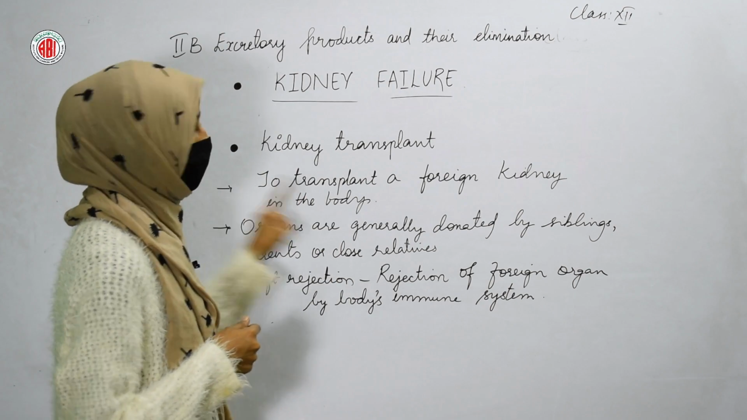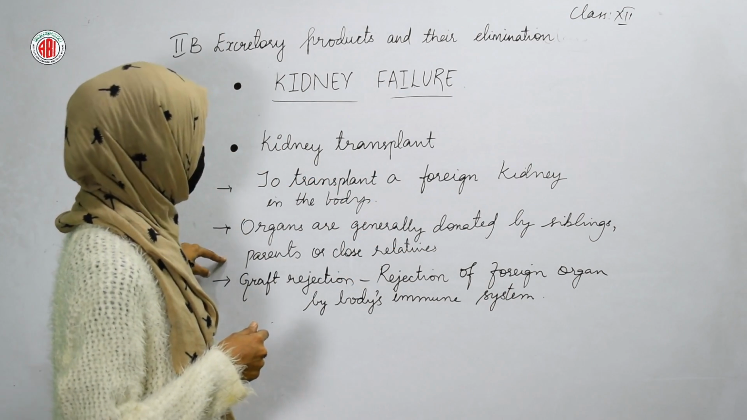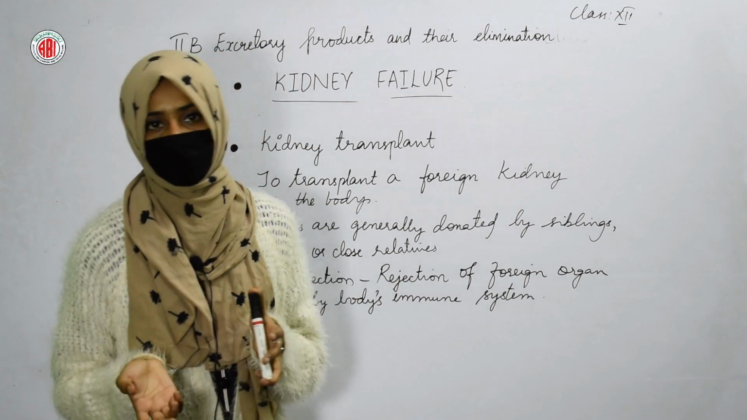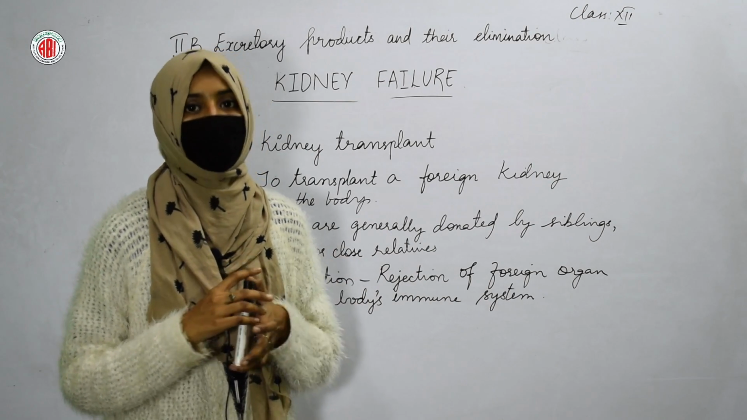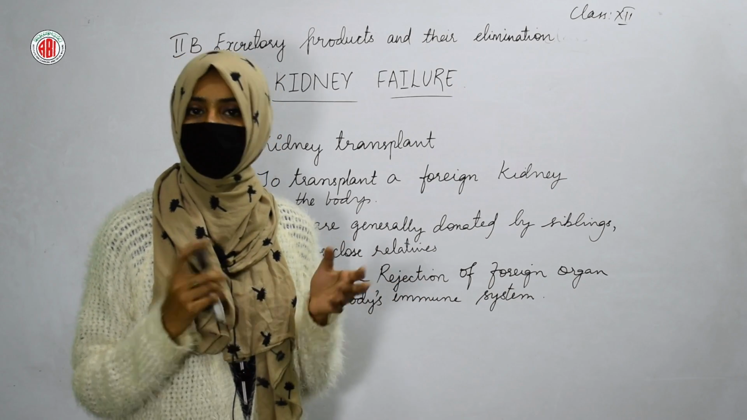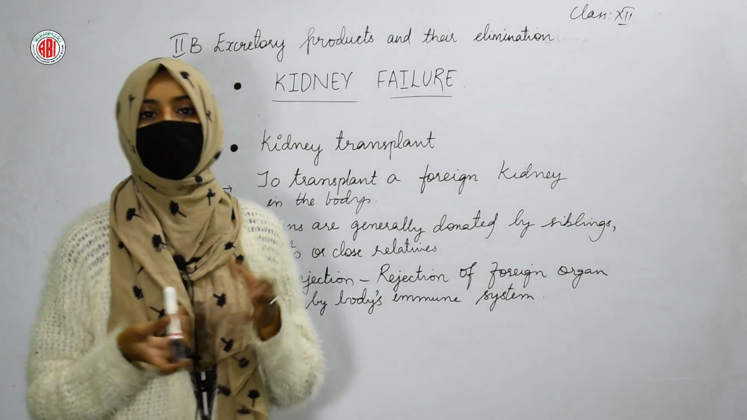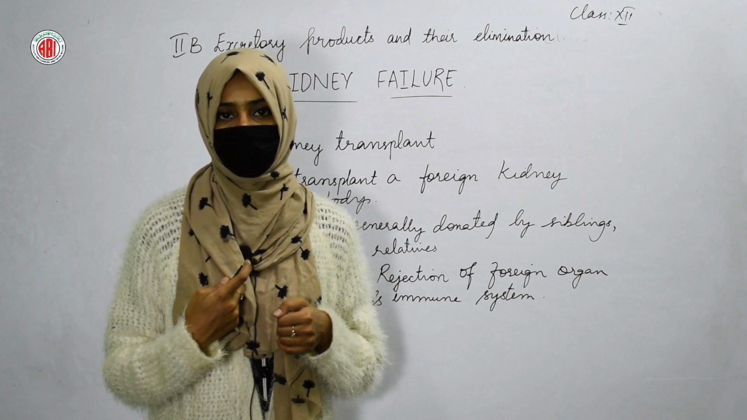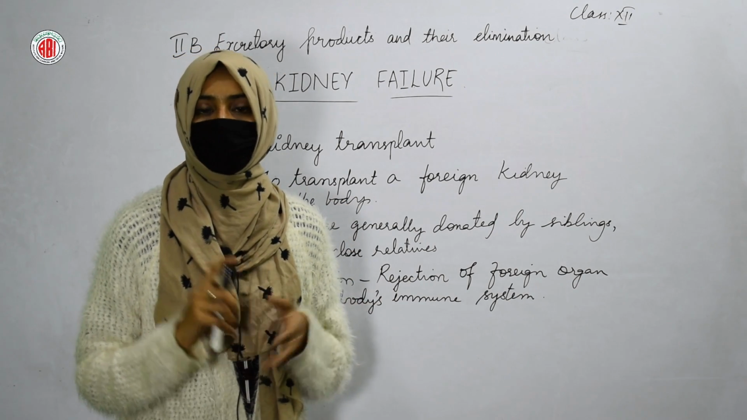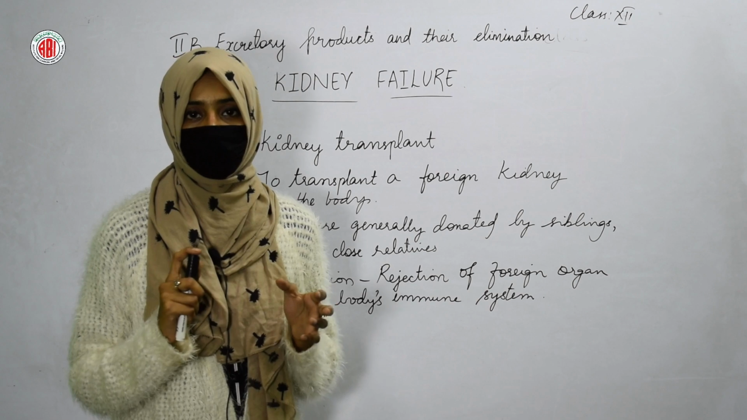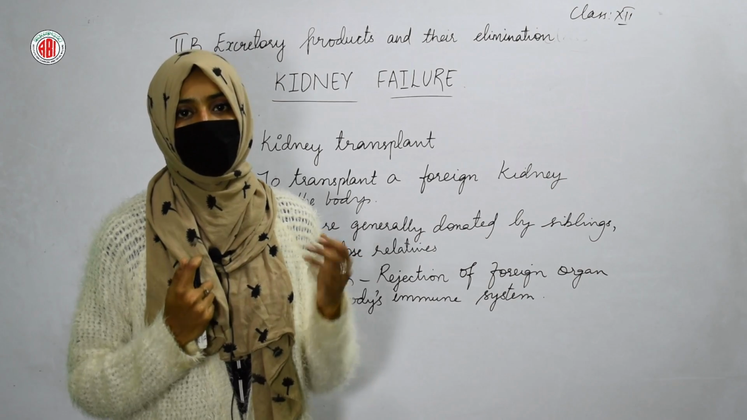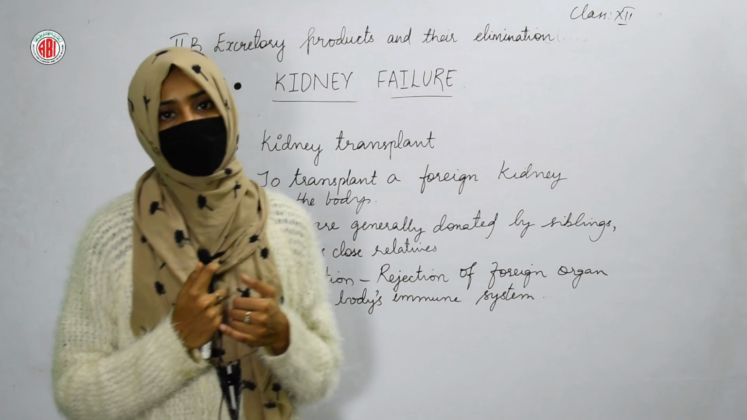It should be donated by our siblings, our parents, or our close relatives. It should not be donated by some other persons. We cannot transplant the kidney of other persons. We can take the kidney from siblings or close relatives. Only then can the kidney taken from the siblings or the parents be easily transplanted into the body of a patient, because the kidney donated by the siblings or the parents shows genetic material and characters which are similar to those of the patient's body. So the patient's body can easily accept the kidney transplantation.